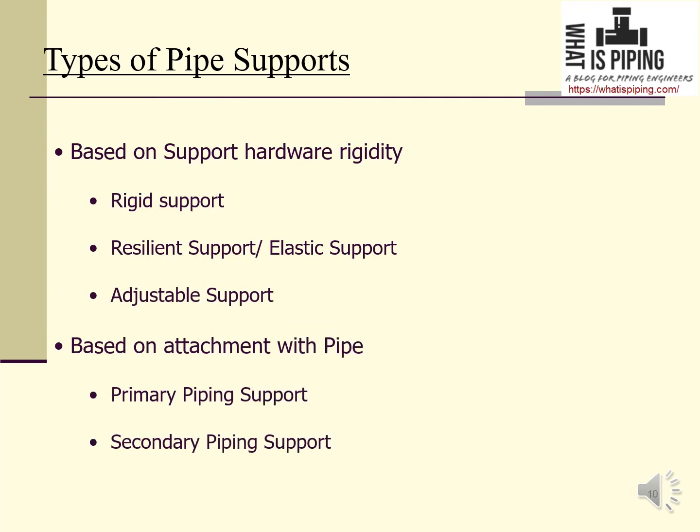Now types of pipe supports. So pipe supports or piping supports can be classified based on various parameters. For example, based on support hardware rigidity, supports are classified as rigid supports, resilient support or elastic support, and adjustable support. Now depending on the attachment with the pipe, pipe supports are classified into primary pipe supports and secondary pipe supports.